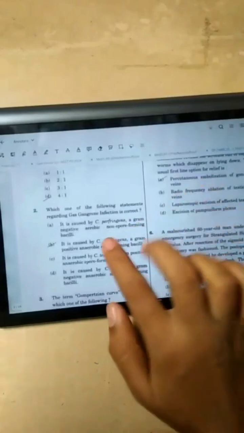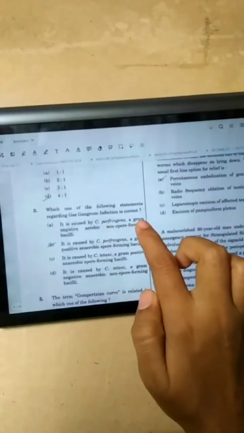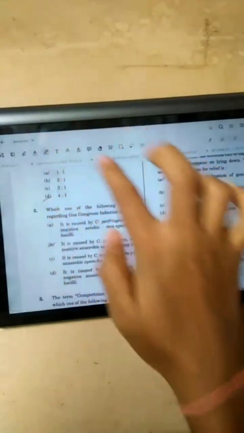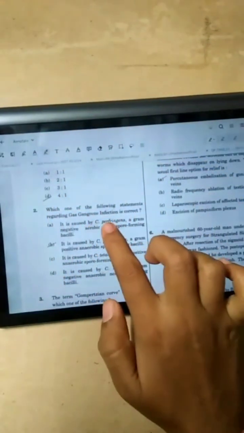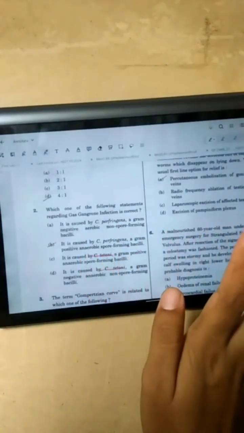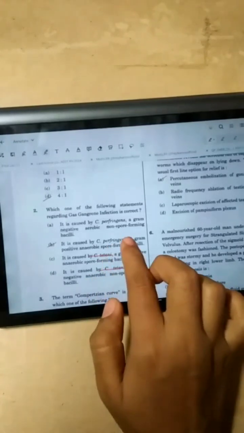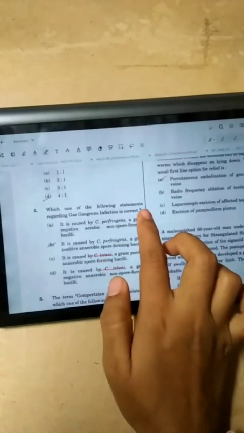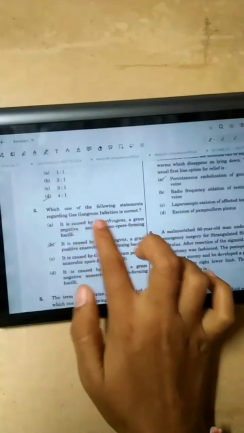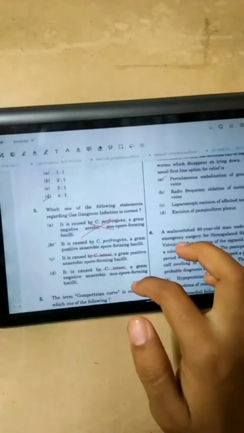And this question: which of the following statements regarding gas gangrene infection is correct? First, gas gangrene is not caused by Clostridium tetani. Two options gone. Then, Clostridium perfringens is not gram negative; it is gram positive. So this option is also gone. That's it. So the answer is 2.